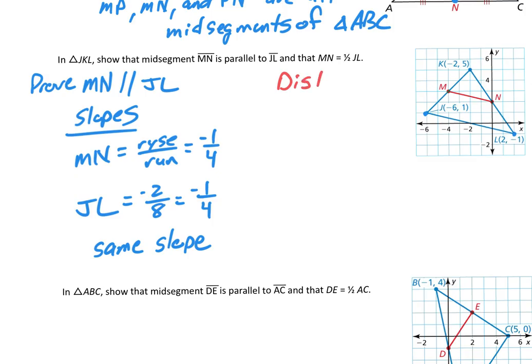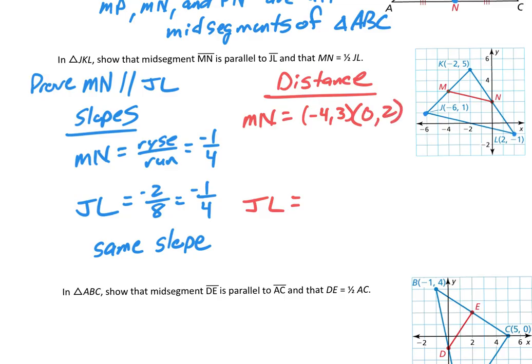So we're going to compare the length of those two. We're going to do MN, and we're going to do JL. Okay, MN, the two ordered pairs would be negative 4, 3, and 0, 2. I want to find the length of those two, okay?